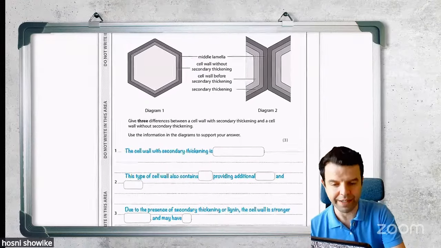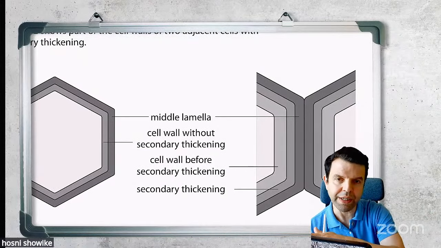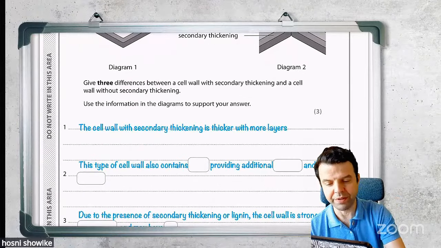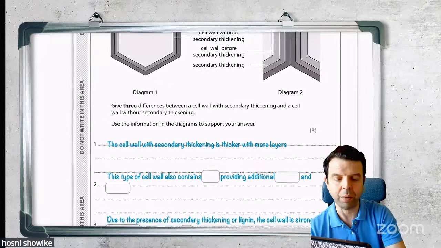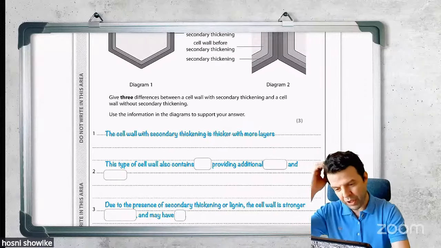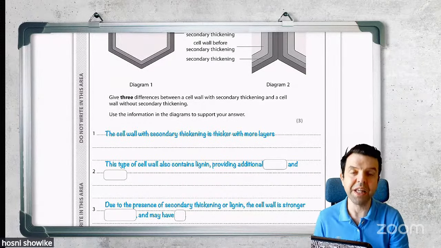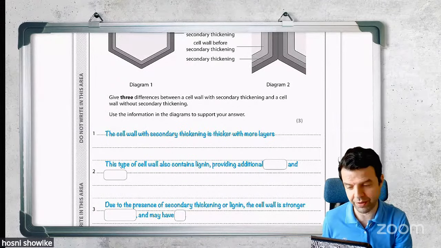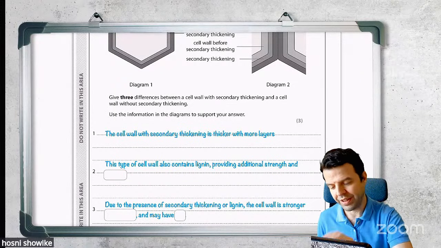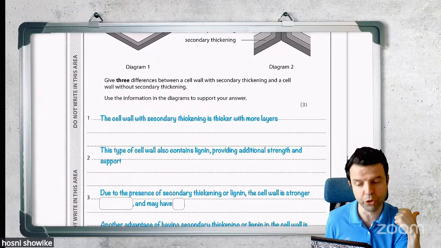Now, since it says the diagram, that makes my life very easy. Look what I can say. I can say that secondary is thick, primary is thin. That's valid. So I'm going to say the one on the left is thicker than the one on the right. So again, I got more layers, it's thicker than primary. This type of cell wall, the secondary, also contains lignin. Xylem and sclerenchyma are lignified. Okay? So that gives me what? That gives me strength. In addition, it gives me extra support. You may say waterproofing, it's also good.